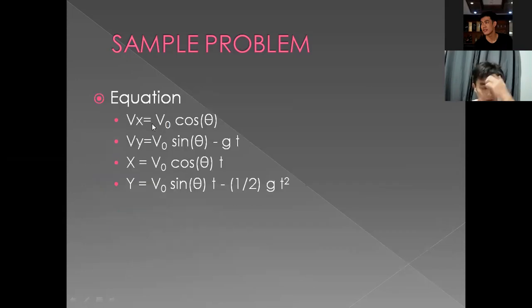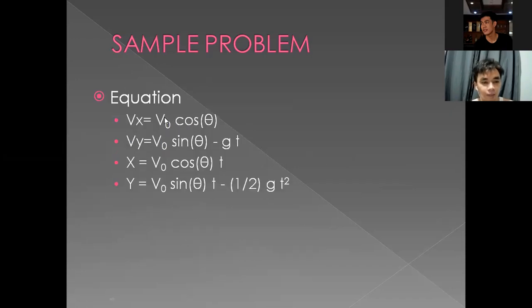Ito yung given equations. Vx is initial velocity times cos theta. Vy is equals to initial velocity sin theta minus gravity times time. X equals initial velocity cosine theta times time, and y equals the initial velocity sine theta times t minus 1 half gt squared. So, proceed tayo sa letter A.